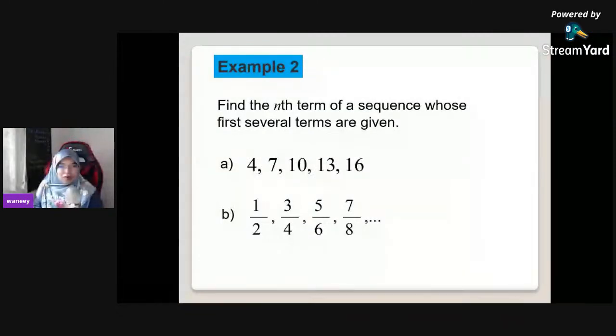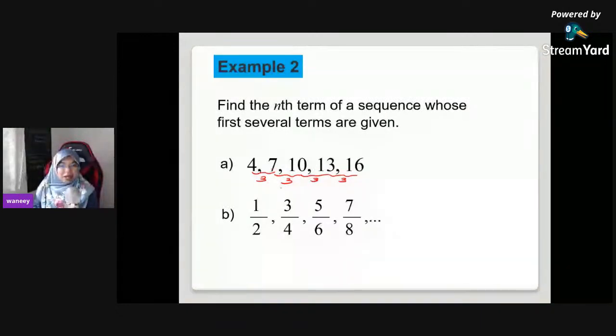Okay, so now 4 and 7. The difference for this one is 3. 7 and 10. The difference for this one is 3. 10 and 13. The difference is also 3. 13 and 16, this is also 3. So I do have something in common where the difference is always 3.